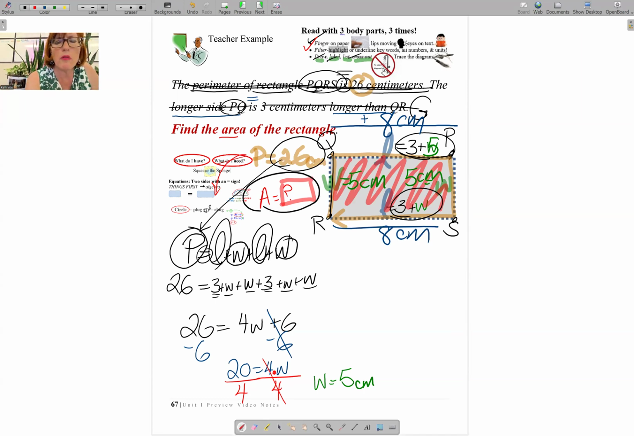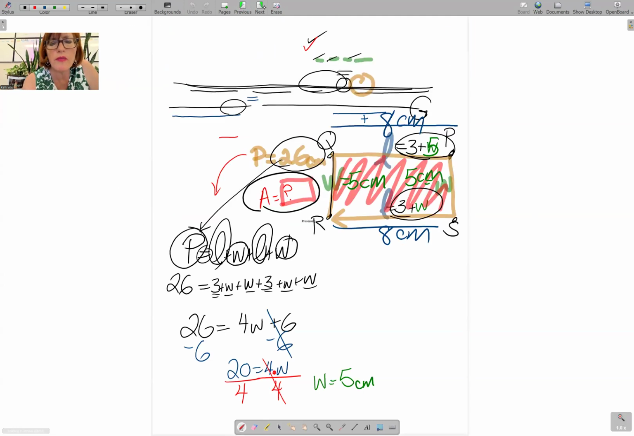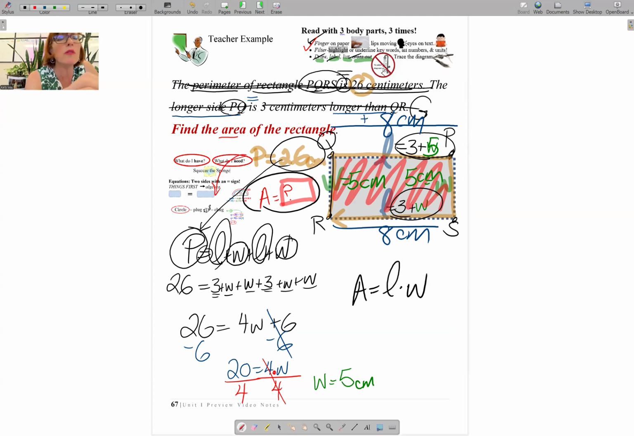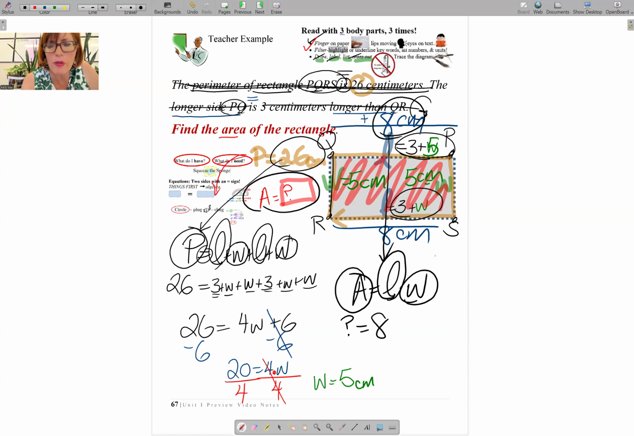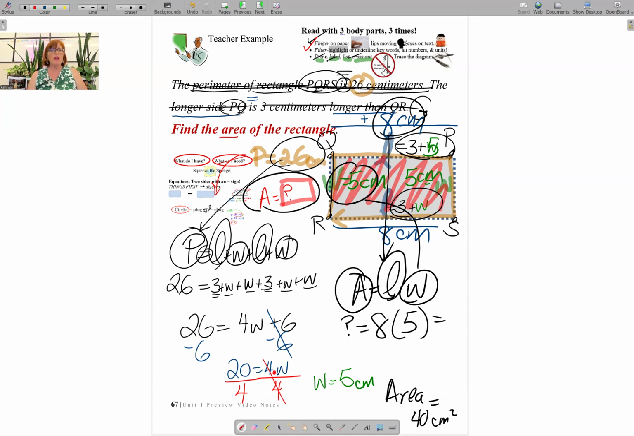Let's see. What do I know about area? Well, I could write the equation for area. Area equals length times width. It's circle, plug, chug. Area, I don't know it. Circle, circle. And area is 2 dimensions, so it's centimeters squared. So you don't focus on what you need. You start with what you have. You just keep asking yourself, what else do I know?